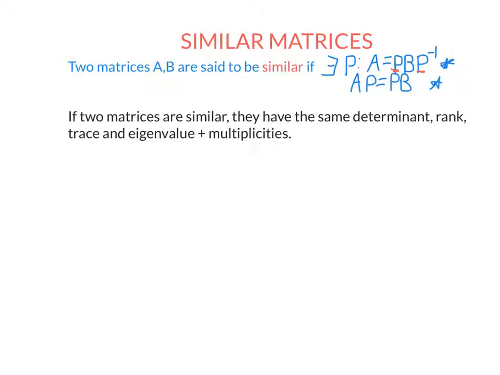So we'll look in the lesson at why all of these things are the same in similar matrices, but let's just look at one of them for an example. So let's look at rank. So as I said, the rank of a matrix is the number of linearly independent columns. So the reason the ranks would be equal is because the rank of A, because A is P times B times P inverse, this equation will be true.